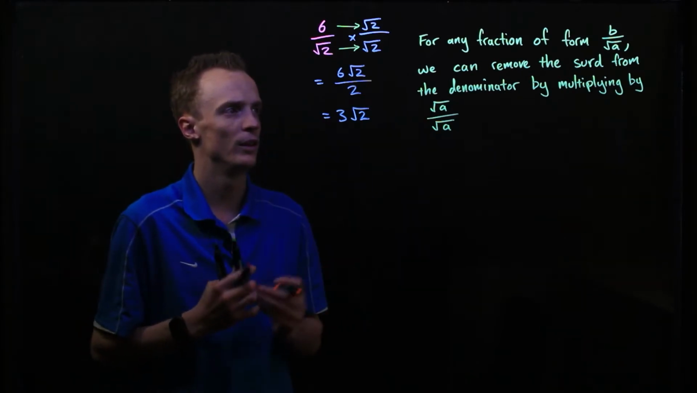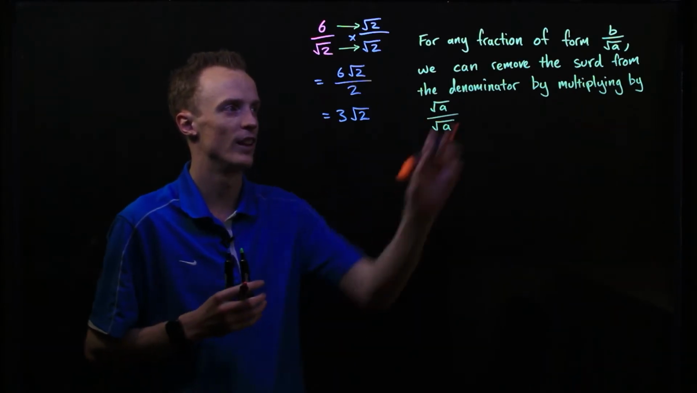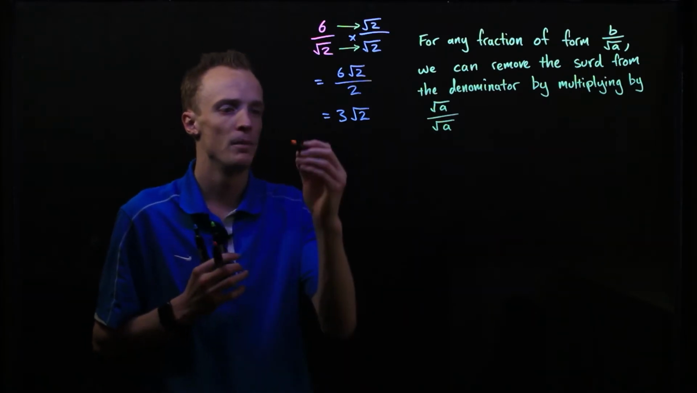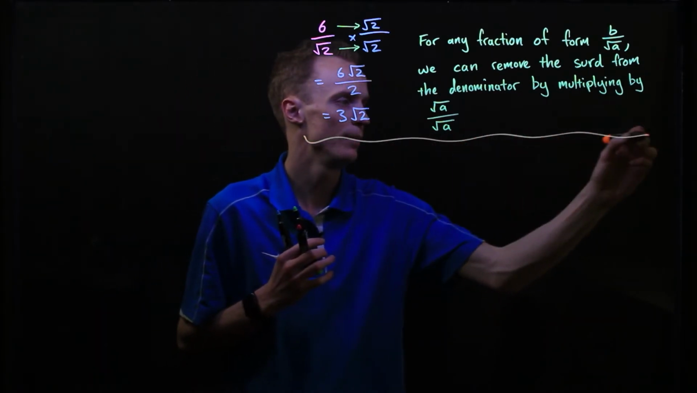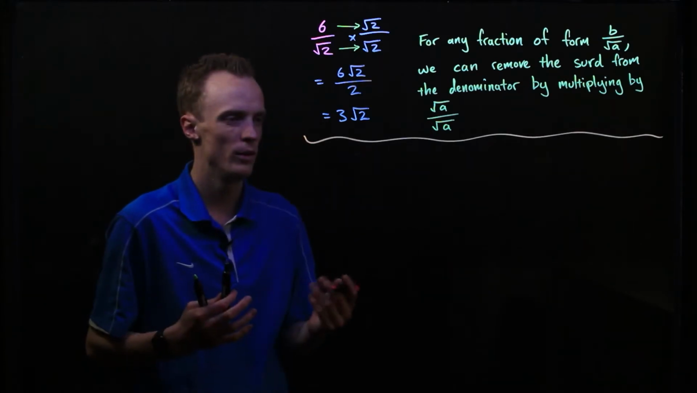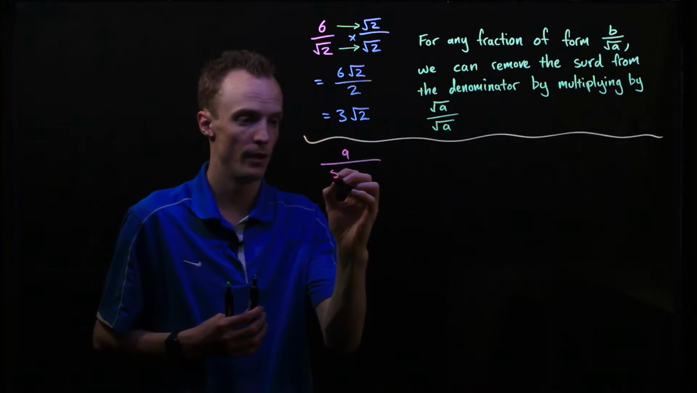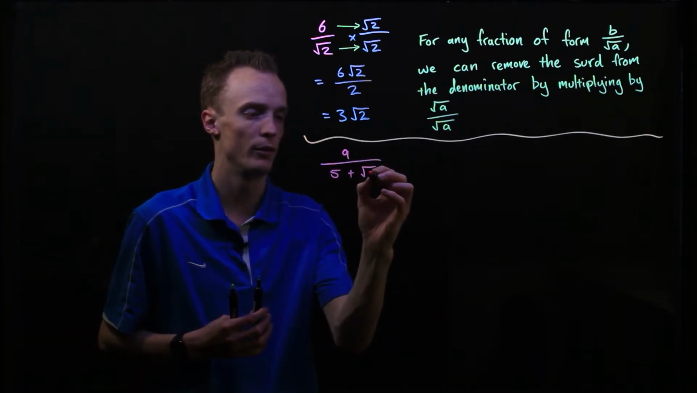Now this is all well and good if we have a fraction that has the format of a number divided by the square root of a. But what if we had something that was a little bit different? What if we had 9 divided by 5 plus the square root of 2?